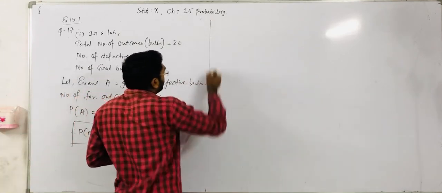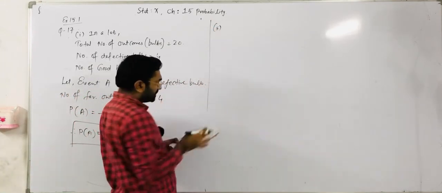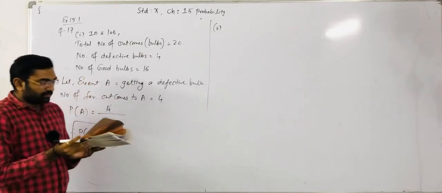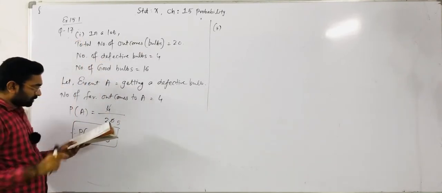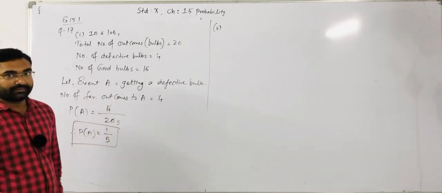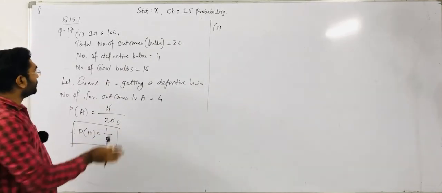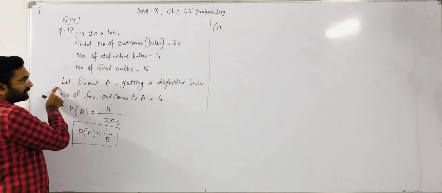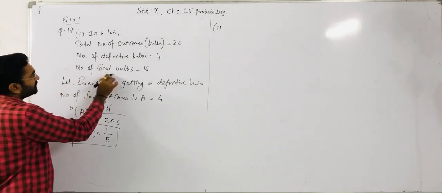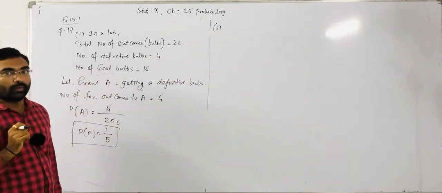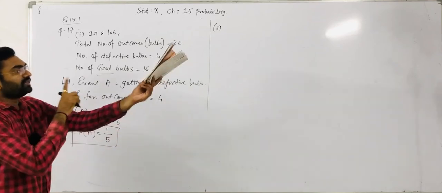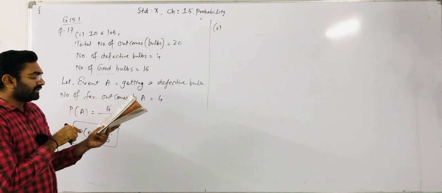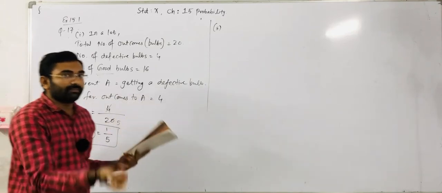Now the second question. The second question is given in question number 17. Suppose the bulb drawn in the first case is not defective. Bulb drawn in the first case is not defective, means you collect a good bulb. Then mention, this is very important: if in the first case there is a not defective bulb, then it is not replaced.